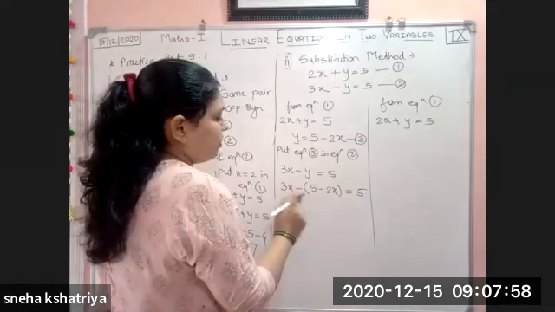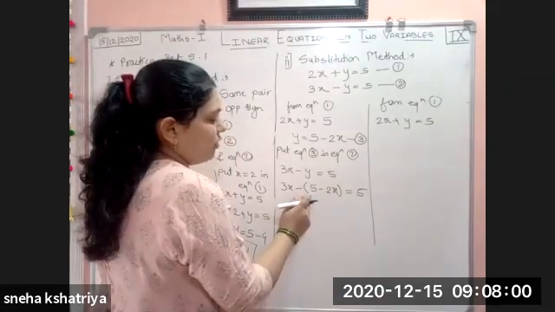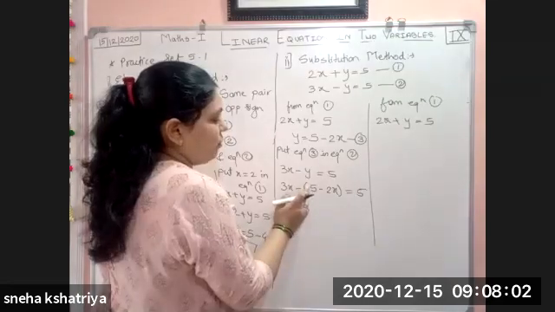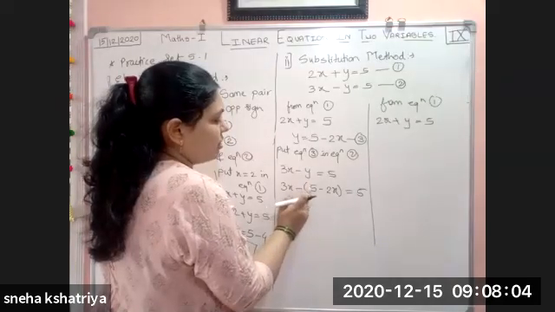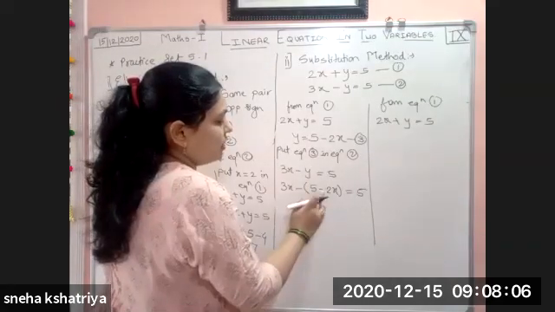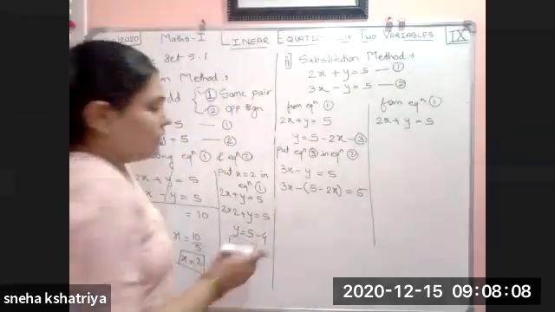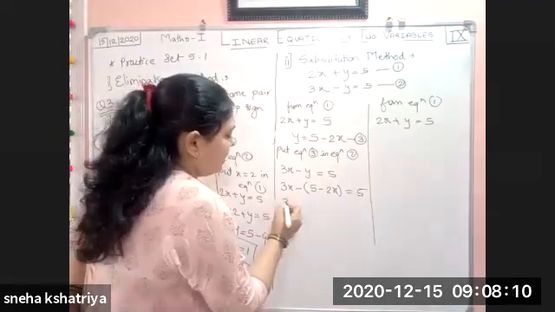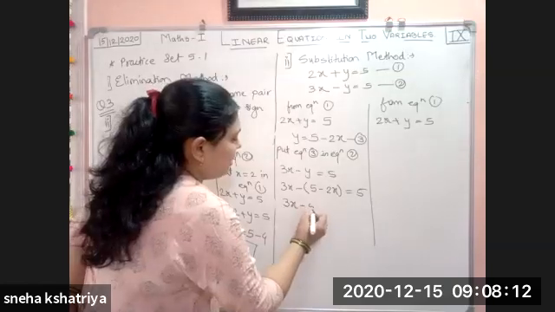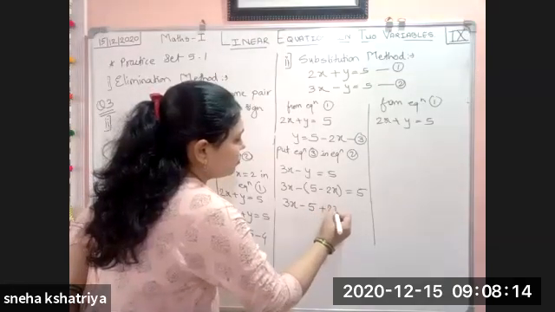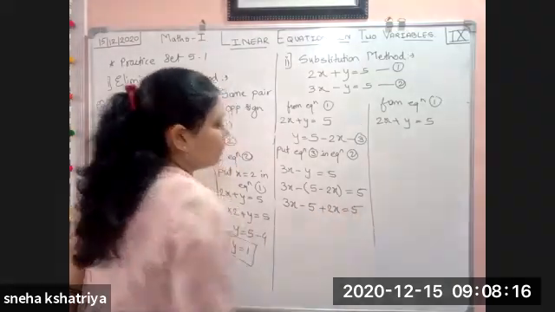Solve the bracket because after solving the bracket, the values are going to change. 5, it has positive sign. After multiplying by minus, it will become minus. And this minus into minus will become plus. That's why the bracket is very important. 3x minus 5 plus 2x is equal to 5.